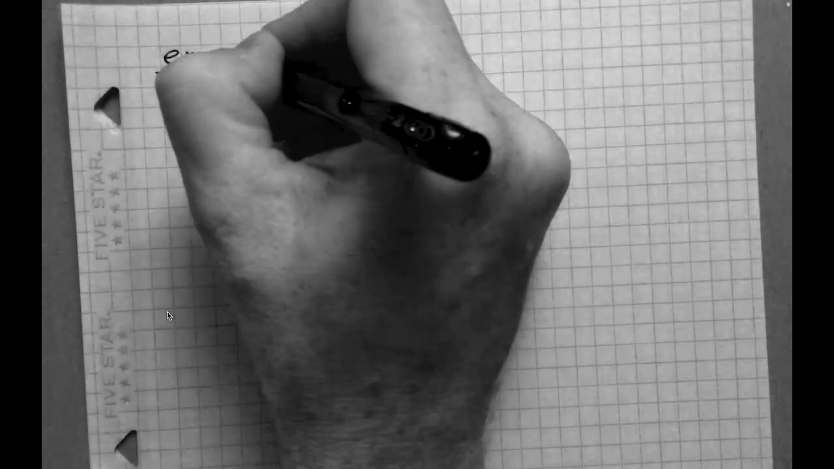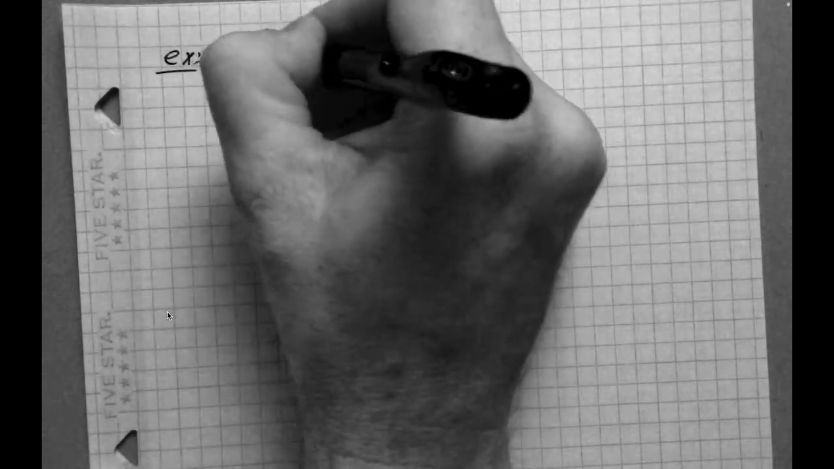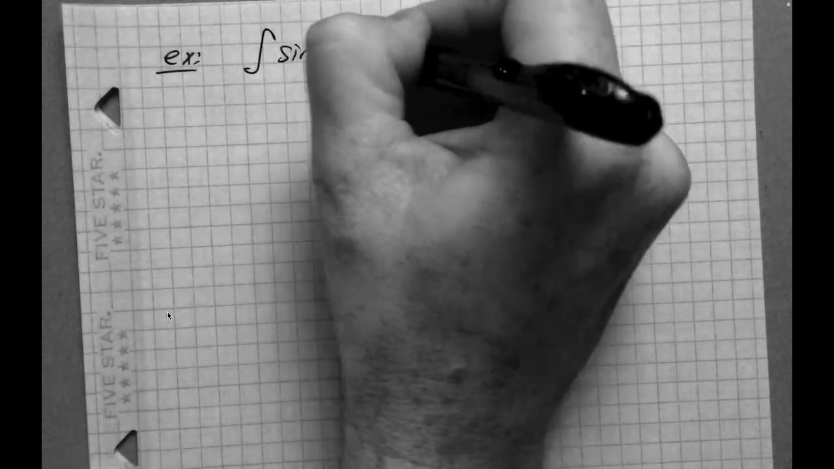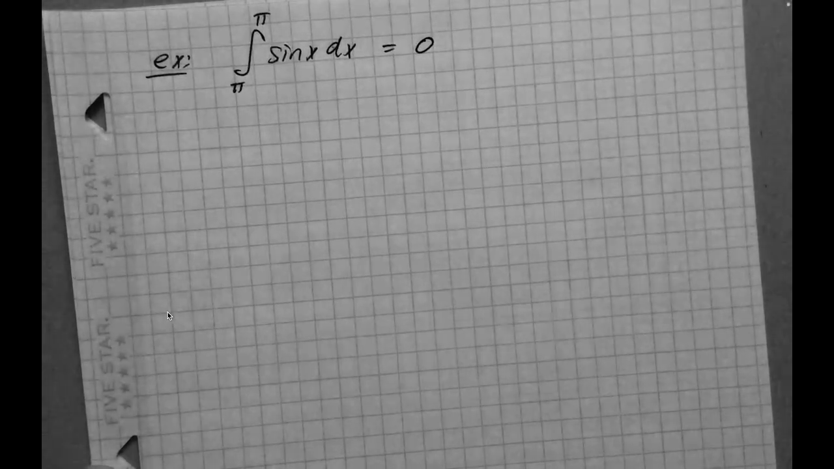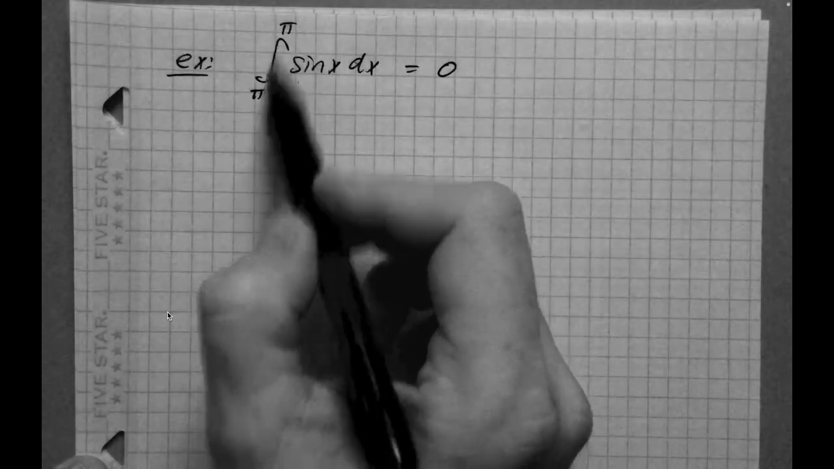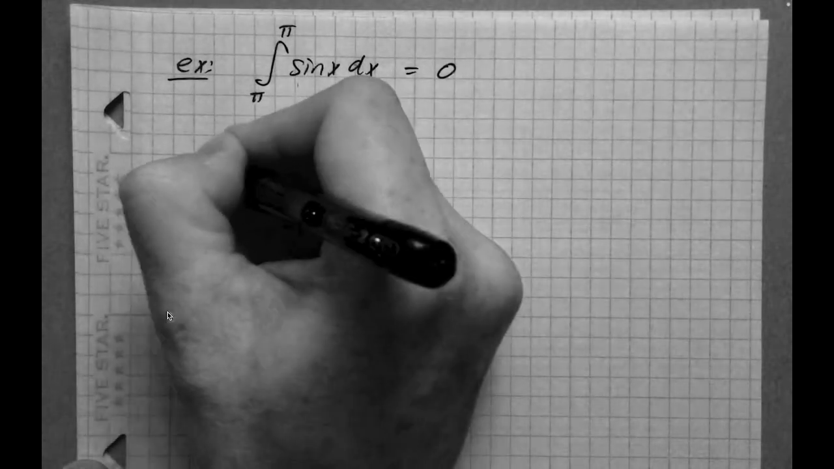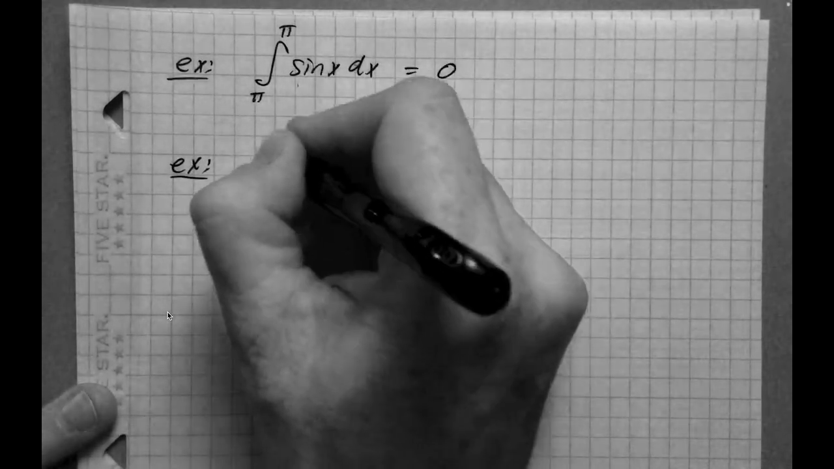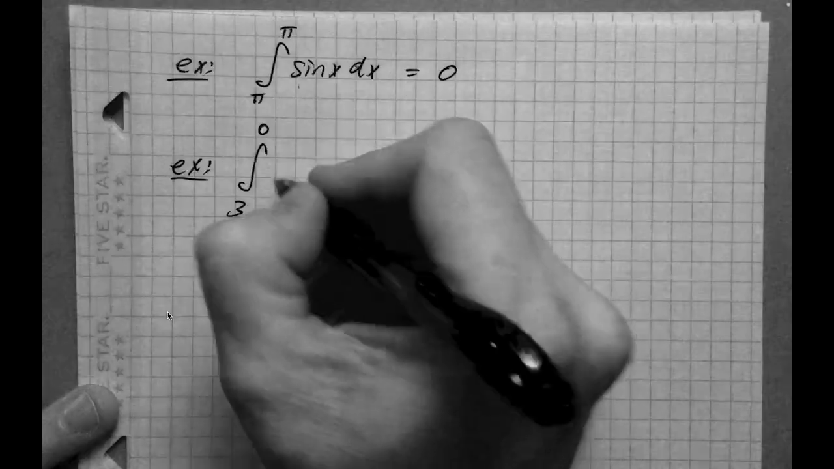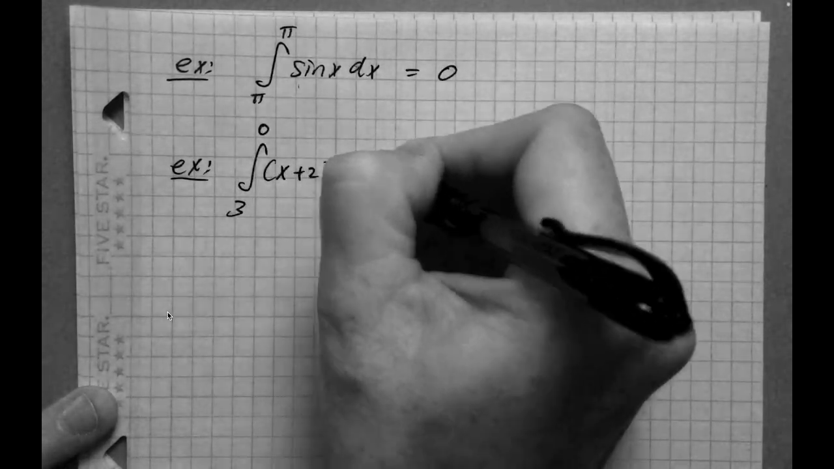Let's do a couple of examples just to iron these out. So evaluate, what about the integral of sine x dx from pi to pi? Well, hopefully we don't have to worry too much about this one, but this one is 0, right? We don't even have to look at the function. It's just pi to pi, it's 0 automatically.